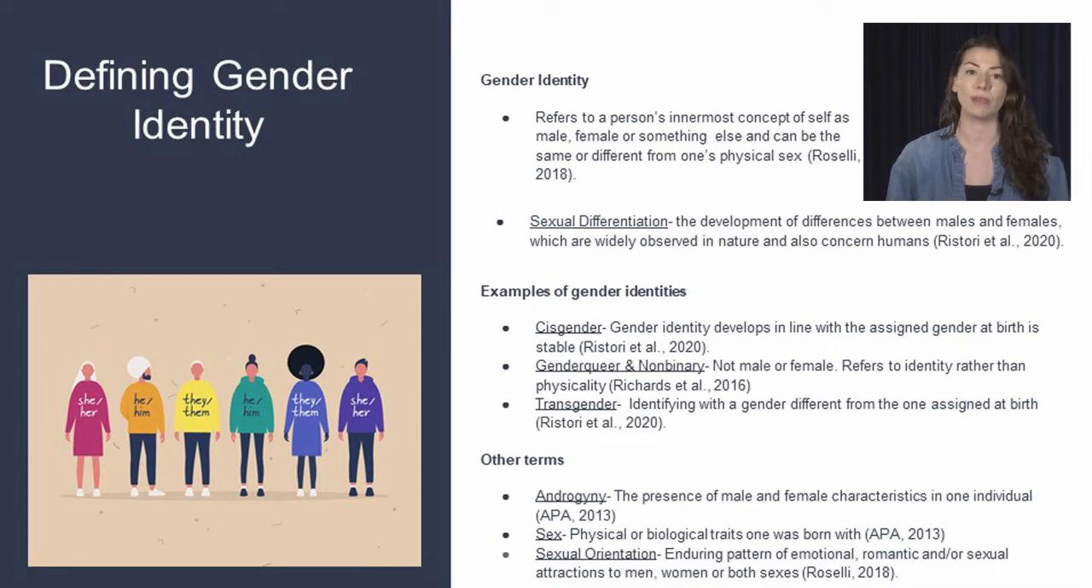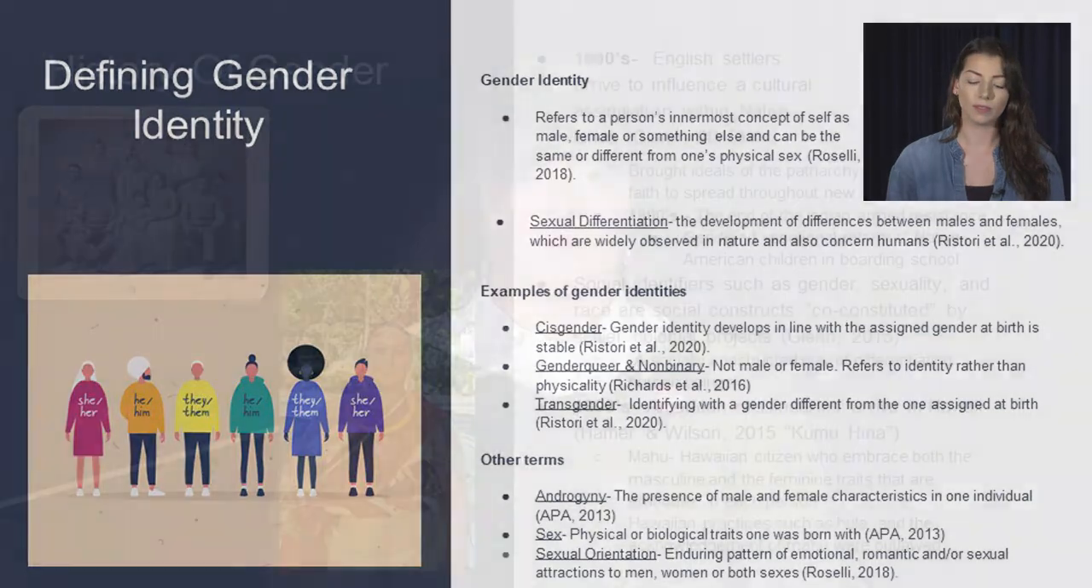Some other terms that we may talk about are androgyny, which is the presence of male and female characteristics in one individual. Sex is the physical or biological traits one was born with. And sexual orientation is the enduring pattern of emotional, romantic, and/or sexual attractions to men, women, or both sexes.